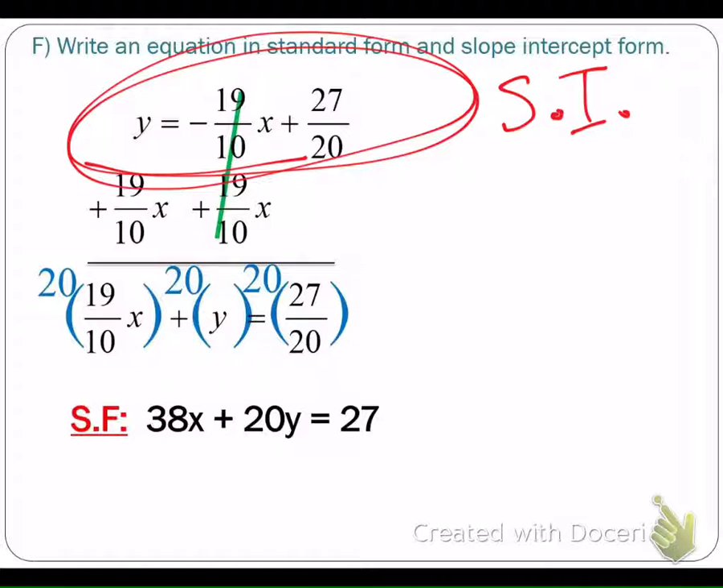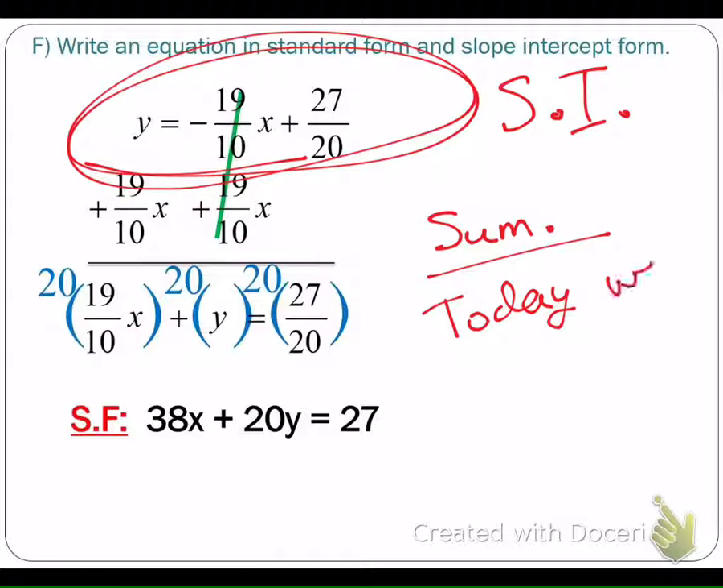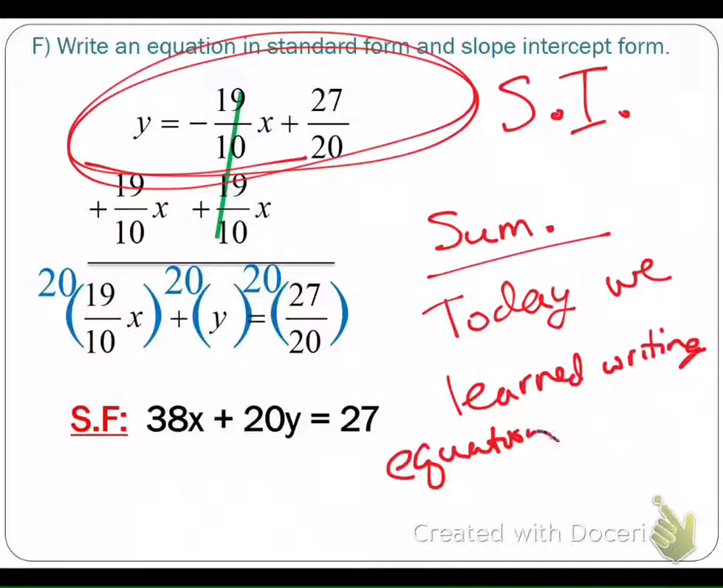All right, I'm going to do the summary on this page. So today we went over the difference between yesterday and today: today we were writing equations given 2 points. Yesterday we learned standard form and writing equations.